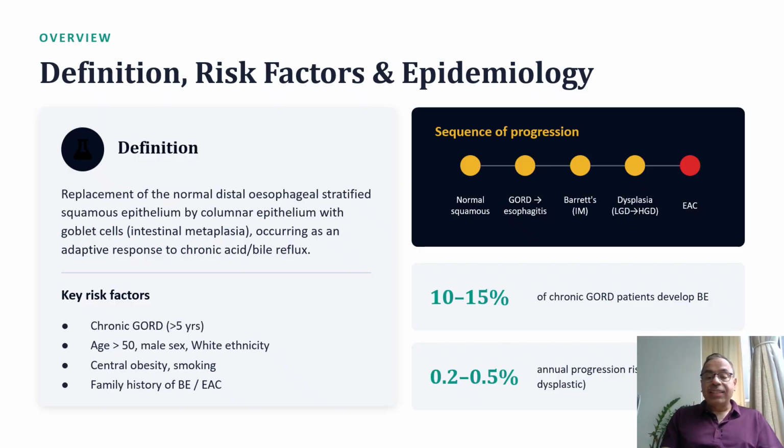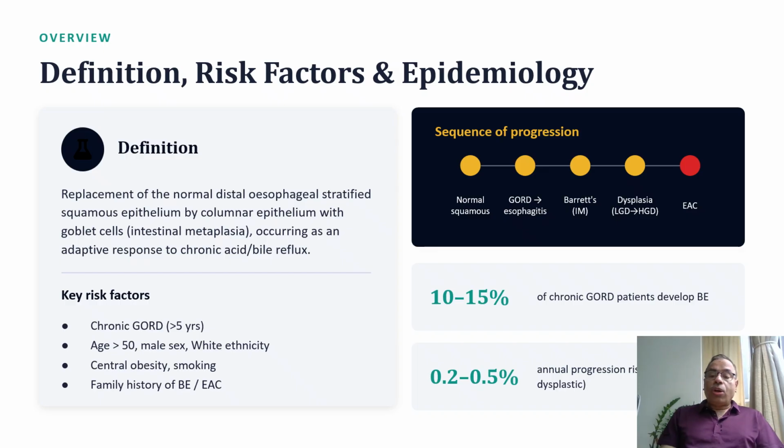and then it would be known as intestinal metaplasia. And why would this replacement from stratified squamous to columnar epithelium with goblet cells occur? Because it is an adaptive response to chronic acid or bile reflux, especially in the setting of gastroesophageal reflux disease. So what are the key risk factors for development of Barrett's esophagus?